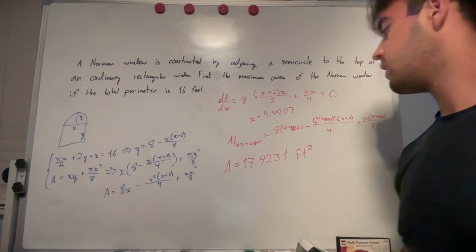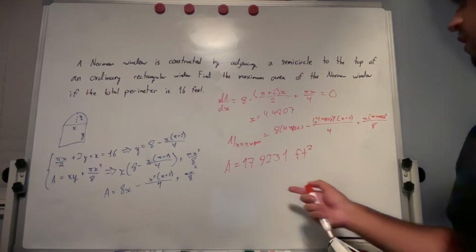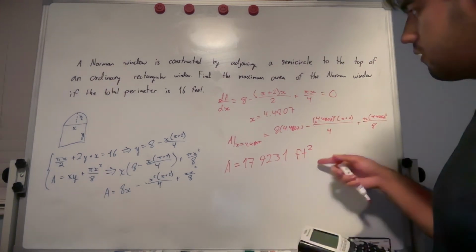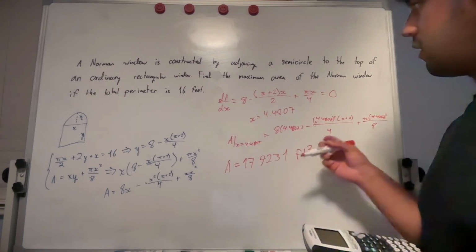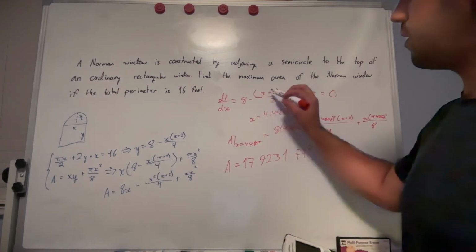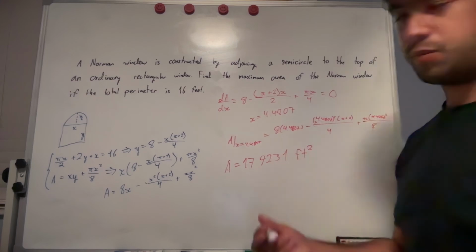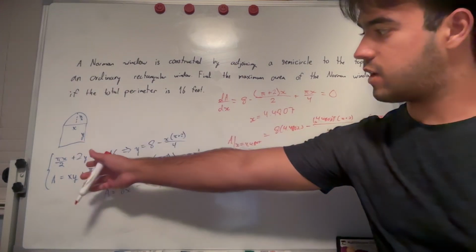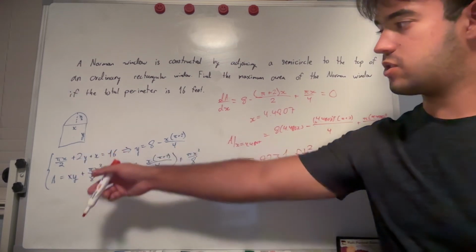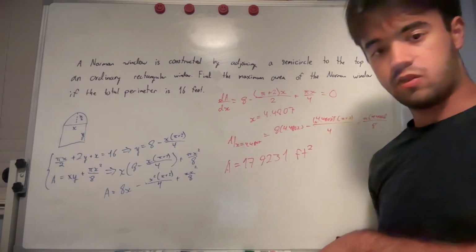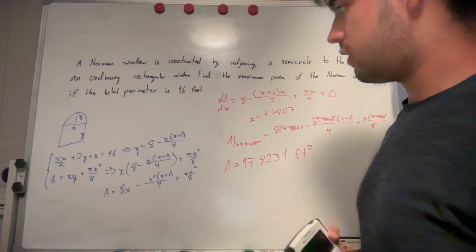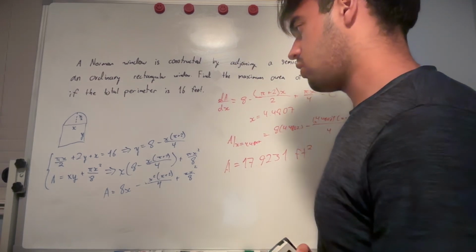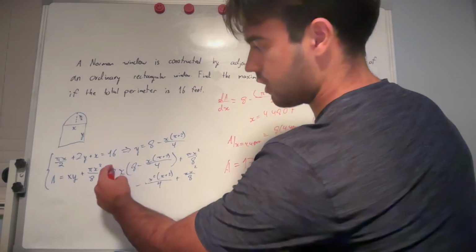So, in the end, I ended up with 17.9231 feet squared. I accidentally made the mistake of putting pi plus 1 here, and it took me a lot longer. But yeah, I just found the equations for the optimization. Notice that they're very long. They cut off at about here.